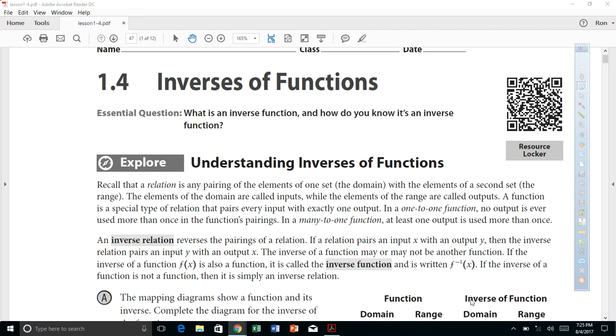Lesson 1.4, Inverses of Functions. Essential question: what is an inverse function and how do you know it's an inverse function?